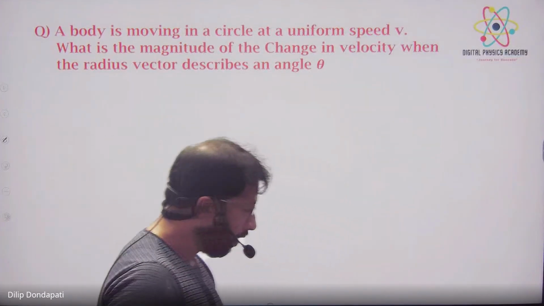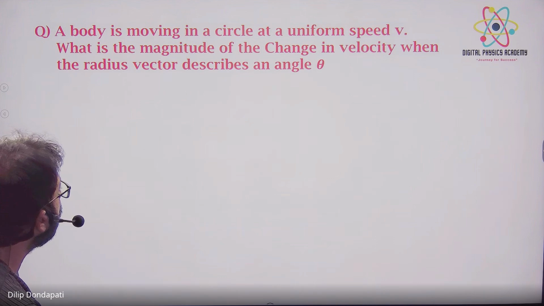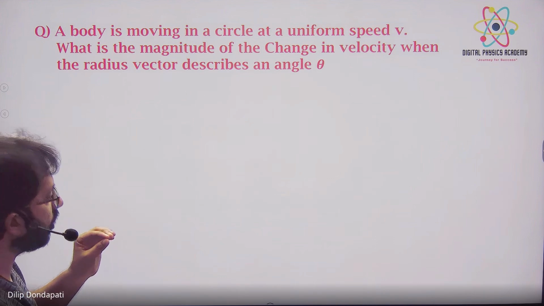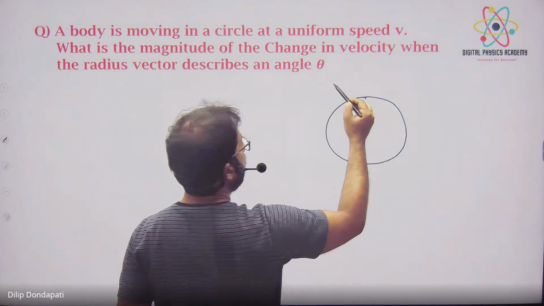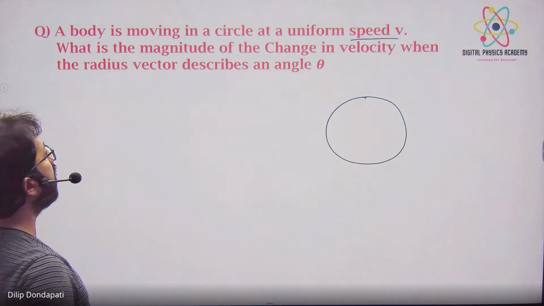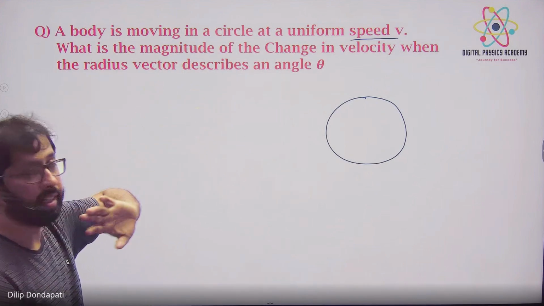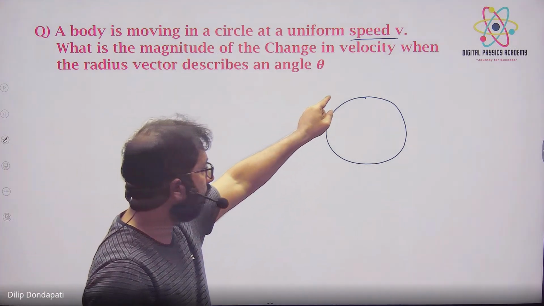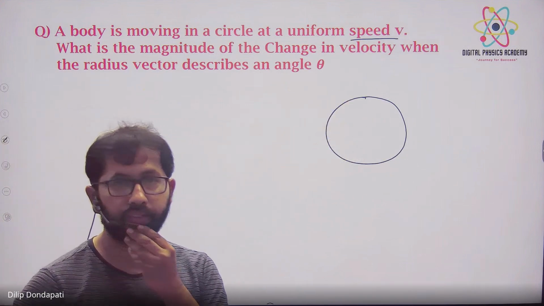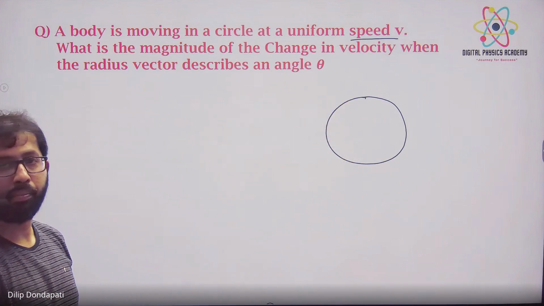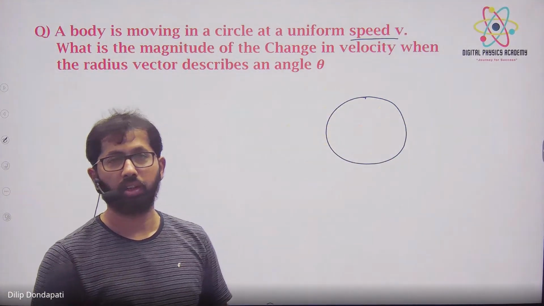Now look, a general formula will come from here. The formula will be helpful for you. A body is moving in a circle with a velocity v. Okay, a body is moving with a speed v. What is the magnitude of change in velocity when the radius vector describes an angle theta? When the particle is moving with constant speed, whether velocity will change or not.